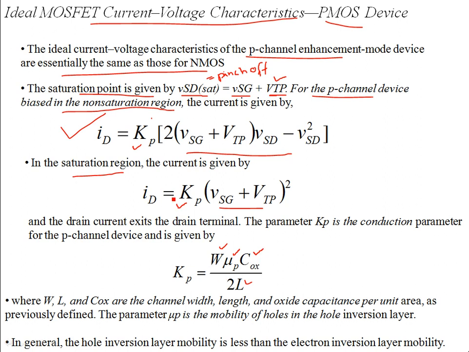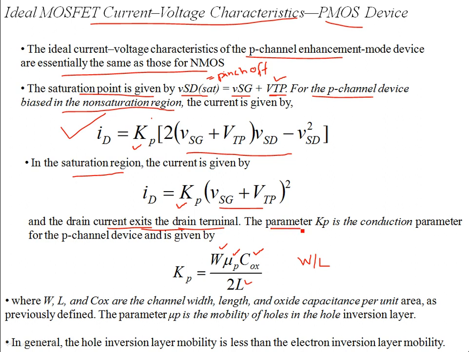And if you want to increase the drain current in the non-saturation and saturation regions, you can have more Kp if you increase the ratio of width to length of the device. So this Kp has a pronounced effect on the drain current, which is due to the holes in the channel from source to drain. This Kp and the drain current exist, and the drain current exits the drain terminal.